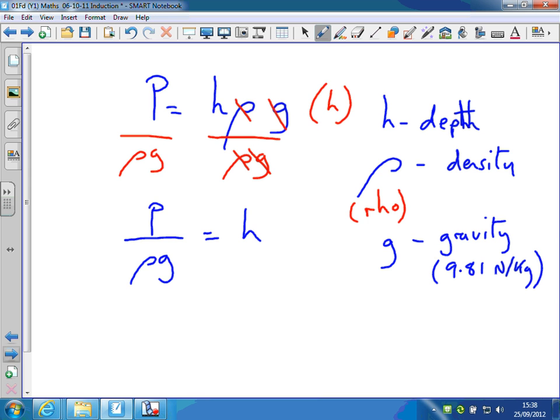And again, you may want to miss out this intermediate step, but obviously you're then going to put the subject on the left. So h equals p over rho g is what you'd actually write. I'm just trying to keep the thing going down so you can see what's happening. Okay?